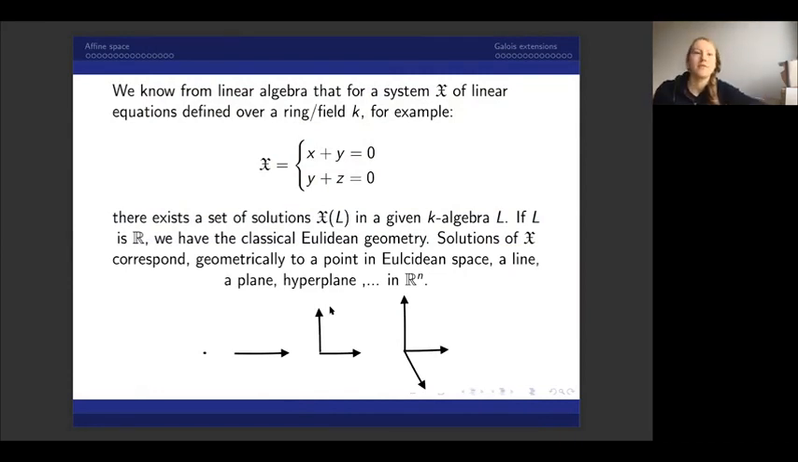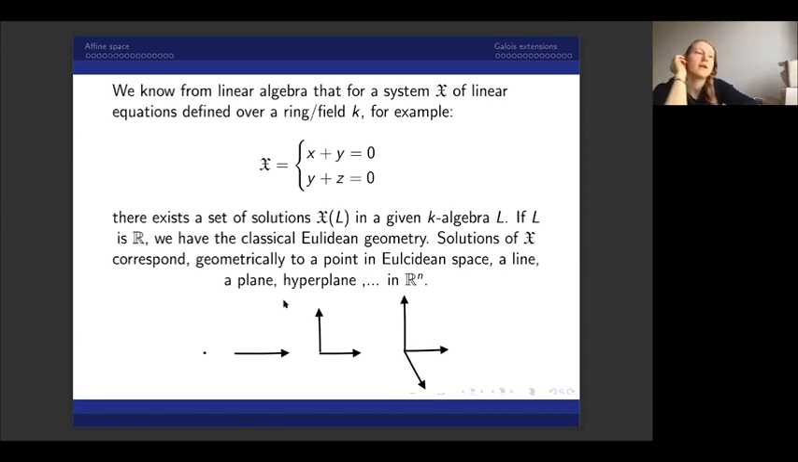So we all know from first year linear algebra that for a given system of linear equations, like here, which is defined over some ring or some field, there exists a set of solutions in a given K algebra L. That's what we were saying last time. And if you decide that L, your space of solutions, will be the field of real numbers, then we start entering classical Euclidean geometry with the classical Euclidean axioms. And so the set of solutions of this system of equations corresponds, geometrically speaking, to something like a point. So here you have a point, or you could have a line or a plane or a hyperplane, depending on where you're working. So if you're in Rn, you can have hyperplanes and things like that.